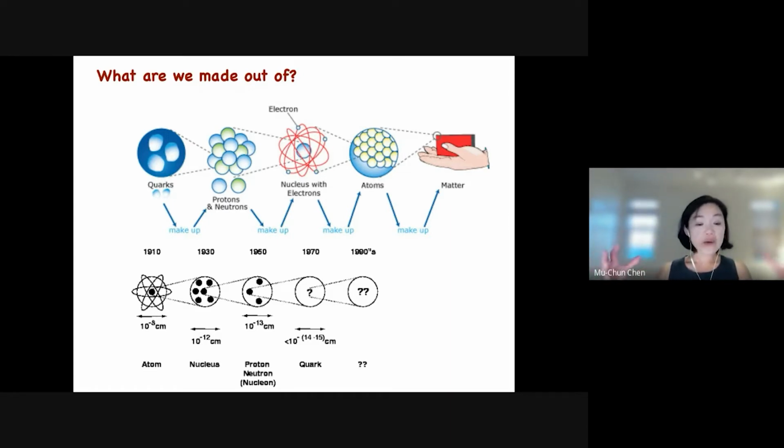The scale is about 10 to the minus 8 centimeters, where the nucleus has a size which is 4 orders of magnitude smaller. If you keep zooming in, the nucleus is of the size of 10 to the minus 13. And so this is basically the smallest constituents that we know of. And you may wonder whether we can further break the quarks apart and see the constituents of the quarks. And so far, we still don't know the answer to that question.